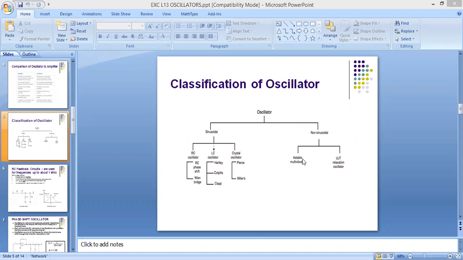Then we studied the classification of oscillators, in which we saw there are two types of oscillator, sinusoidal and non-sinusoidal. In sinusoidal, again there are three subtypes. These are the RC oscillator, in which we use resistor and capacitor; then the LC oscillator, where we use inductor and capacitor; and the crystal oscillator, which has two types, Miller's and the Pierce oscillator. In our syllabus, we have to study only the RC oscillator.